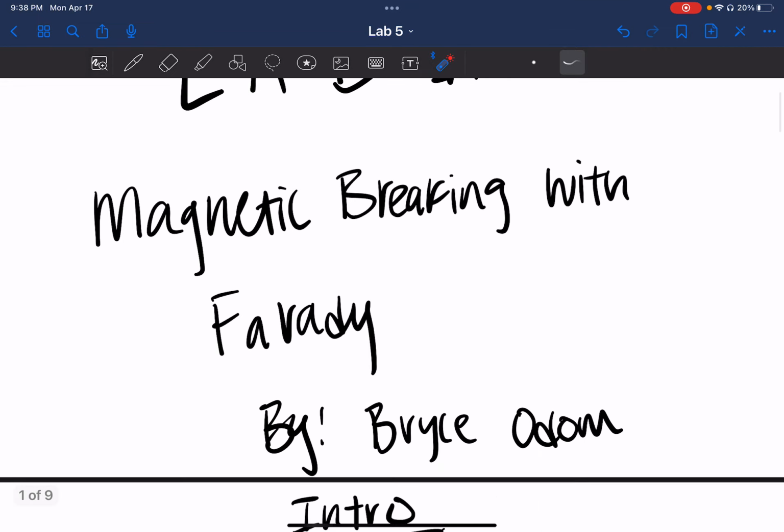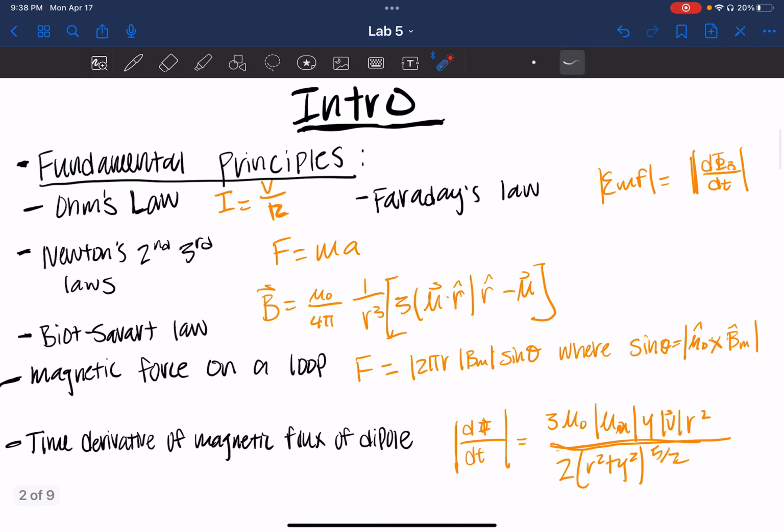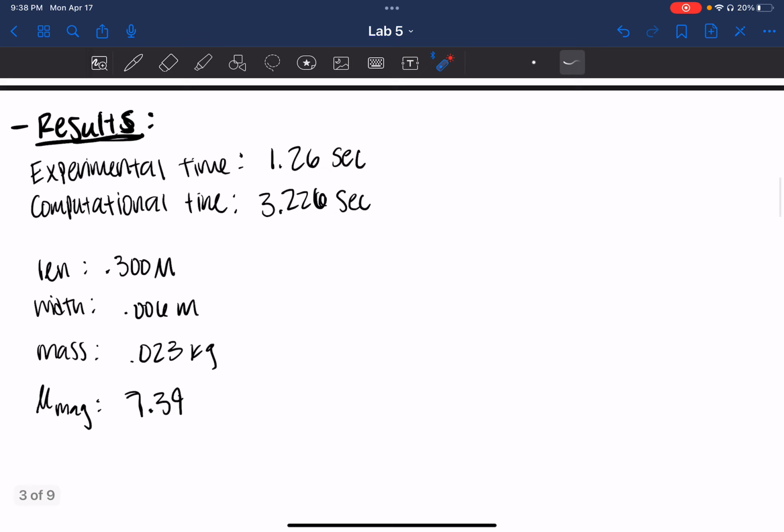This is Lab 5, Magnetic Braking with Faraday. These are all the fundamental principles like Ohm's law, Faraday's law, and then relating them all together with flux, and then the time derivative of flux. And this is the Biot-Savart law in general form, magnetic force on a loop, stuff like that. These are just equations that we used.